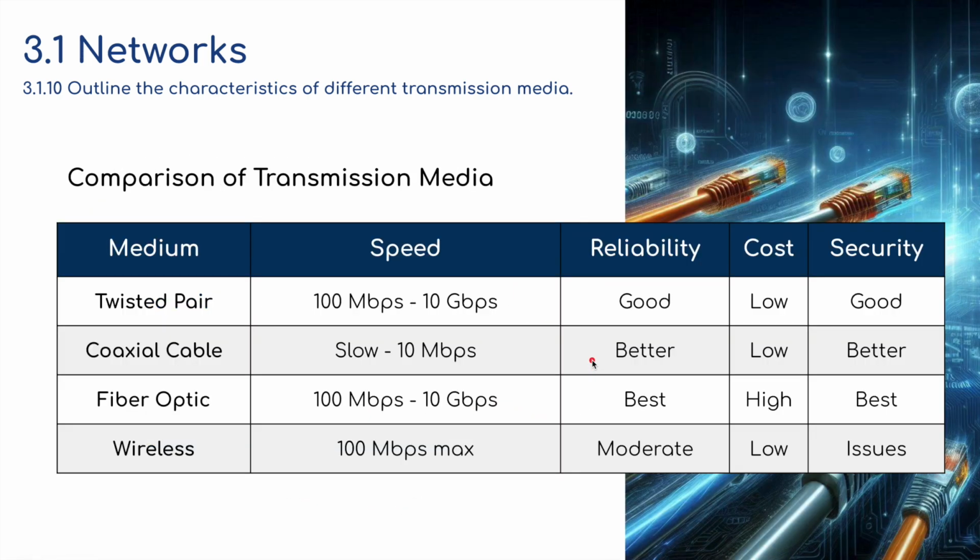Okay, so if we compare these, obviously the best in terms of reliability is fiber optic. Fiber optic obviously best all the way through, but there is a high cost price. The rest of them are fairly low. Okay, and again, twisted pairs and fiber optic can run at similar speeds.